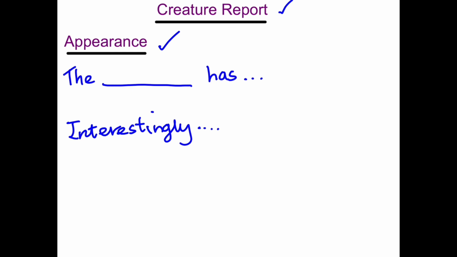So good luck with that. Remember, it's just 3 or 4 sentences, and just try and focus on what it looks like, because we're going to think about other ideas about the creature later on in the week.